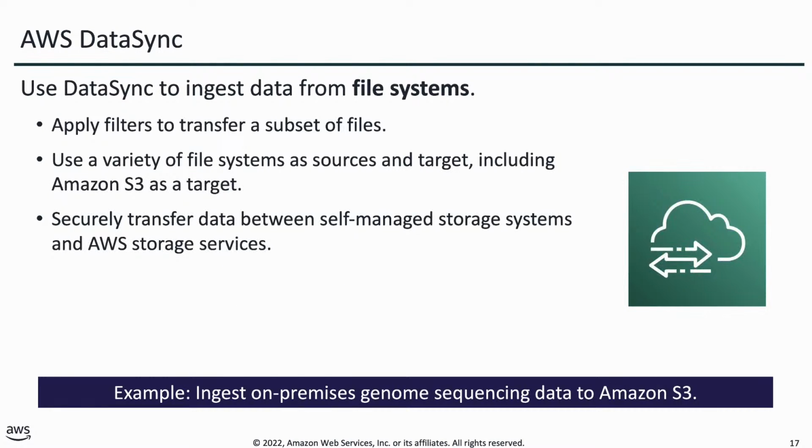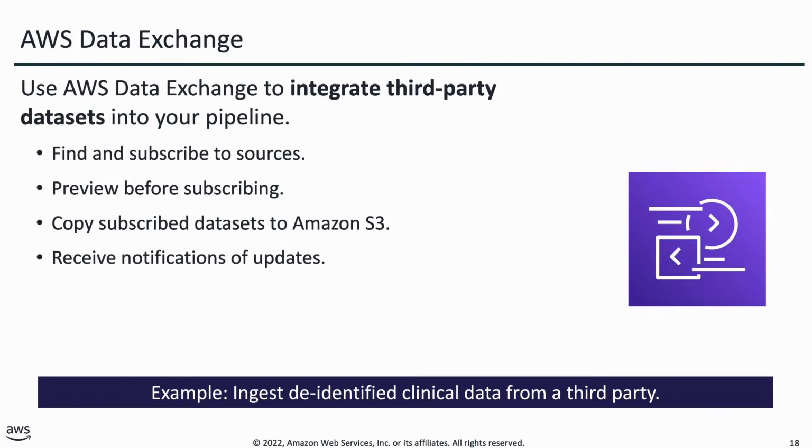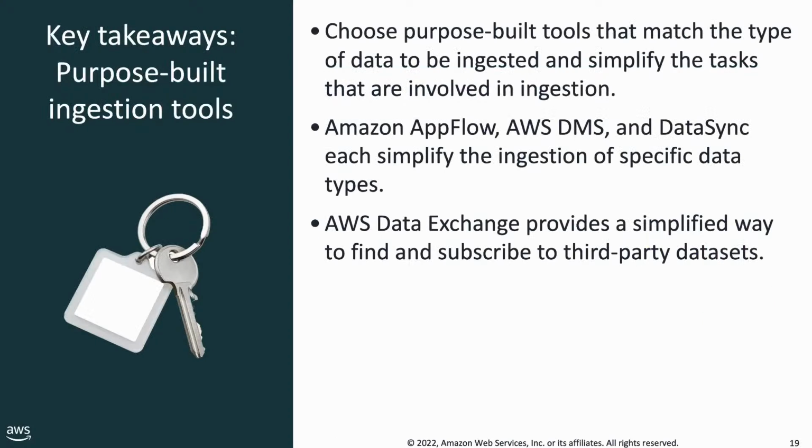AWS DataSync is a great way to ingest data from file systems, and you can do things like add filters to a subset of files or transfer data between self-managed storage systems and storage services, and also use CloudWatch metrics to monitor the performance of file transfers. The AWS Data Exchange allows you to find and subscribe to sources, preview a data dictionary, copy data sets to S3, and also receive events from AWS Data Exchange.